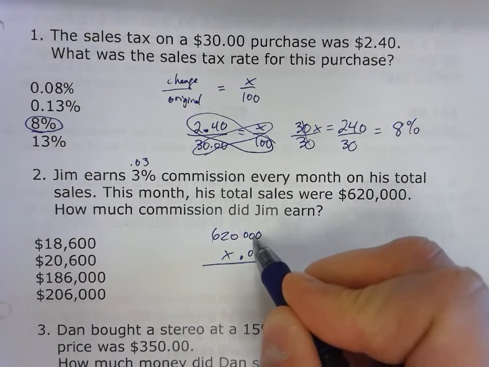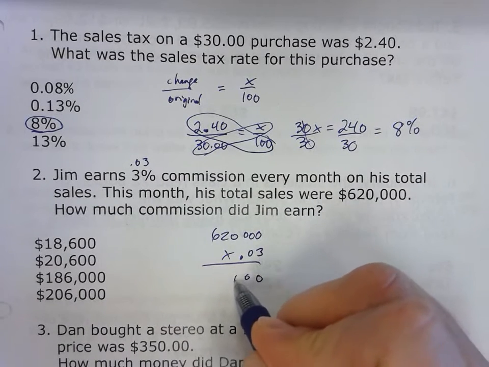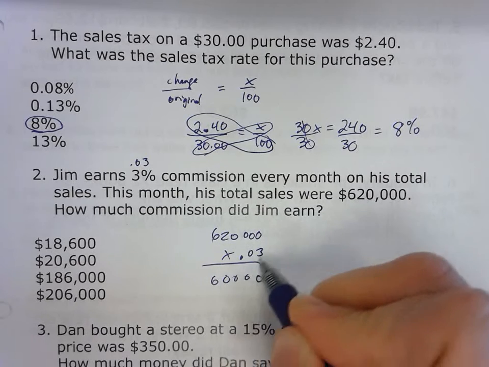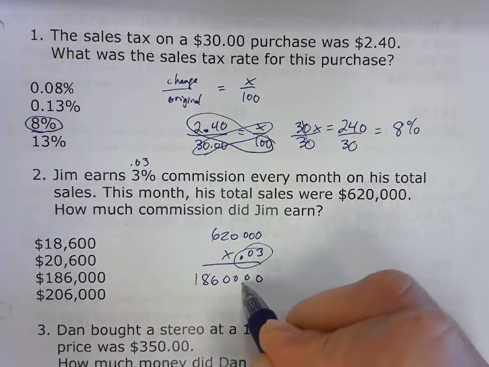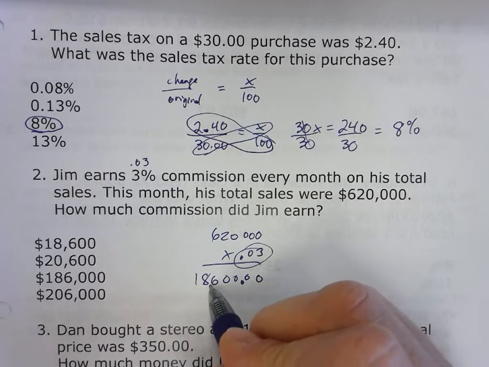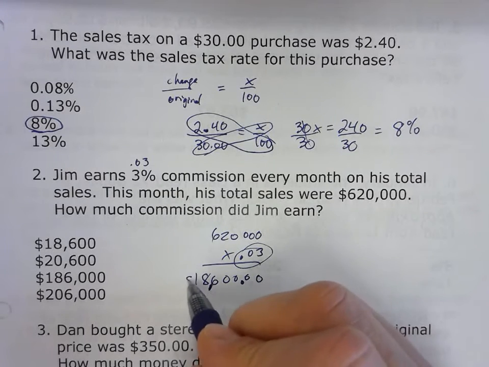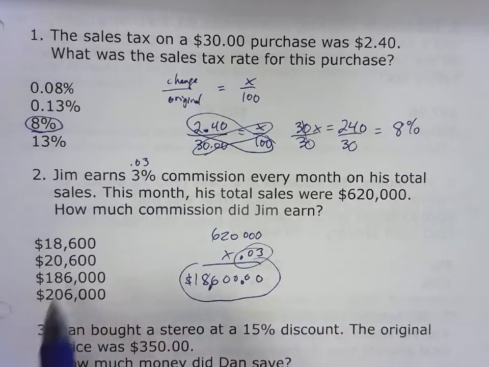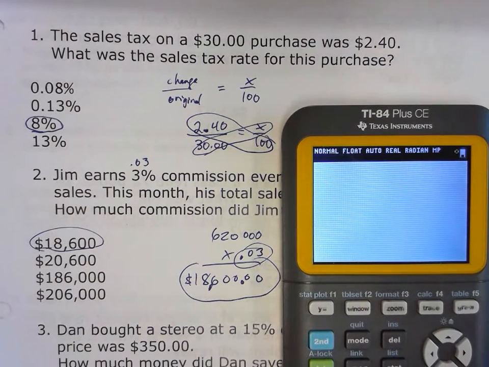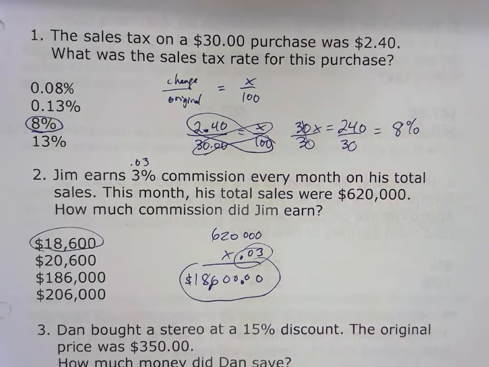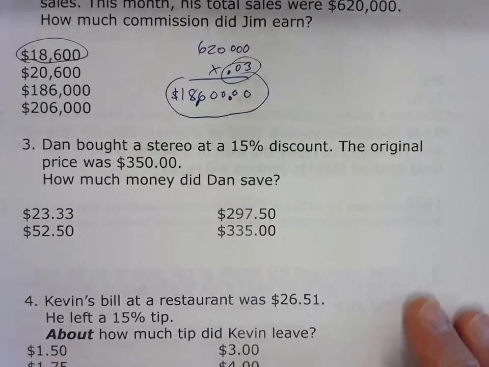So that would be 1, 2, 3, 4 zeros. 3 times 2 is 6. 3 times 6 is 18. You got to move your decimal over 2 places. So if we do that, that would be $18,600, which would be that one. Just to check it and make sure, I'll pull the old trusty calculator out. 620,000 times 0.03. That's 18,600. So there you go. Ding, ding, ding, ding. Got that one. Let's move on down to the next one.